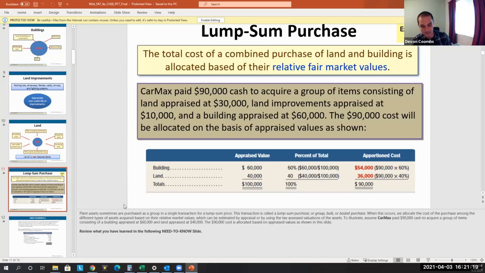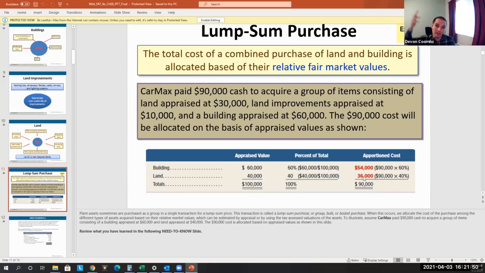It's appraised value. So we'll get an appraiser to tell us, well, the building's worth $60,000, the land's worth $40,000. We know that they paid $90,000, right? So we'll do some math and we'll find out that $60,000 of the $100,000 appraised total is 60%, the land is 40%, and then we multiply those by the $90,000. Does that make sense? So that 40% times the $90,000 gives us a $36,000 allocation.